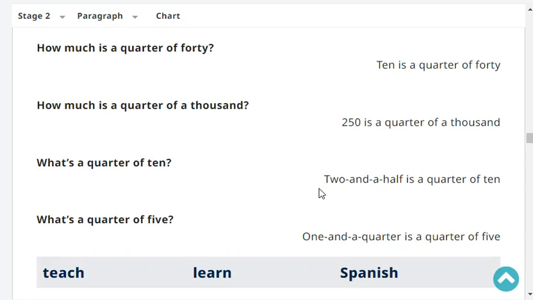How much is a quarter of 40? 10 is a quarter of 40. Exactly. How much is a quarter of 1,000?